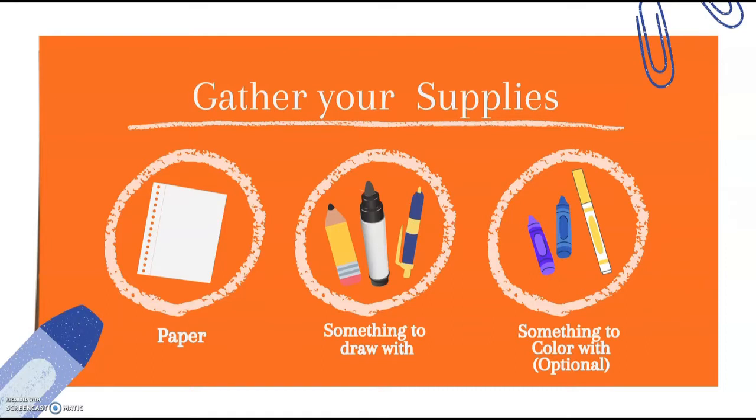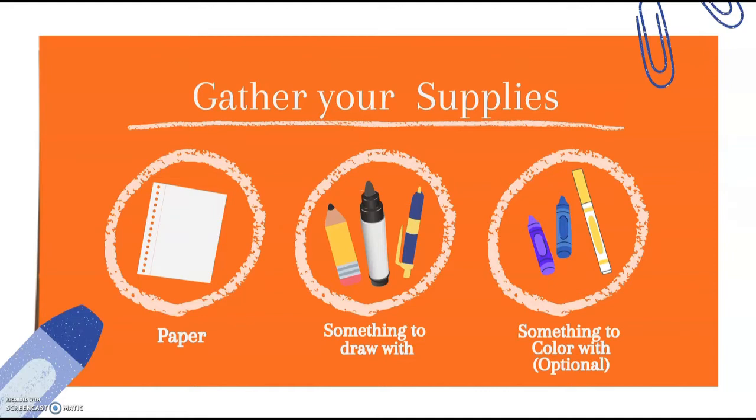Okay, so before we get started, go ahead and gather your art supplies. The main things we will need are a piece of paper and something to draw with. I used a pencil, and if you have a pencil, make sure you have an eraser. The next thing I grabbed was a Sharpie, or you can also grab a pen or a marker if you don't have a Sharpie. The last thing you would have to gather is something to color with.